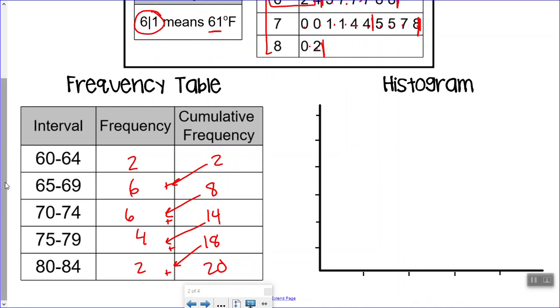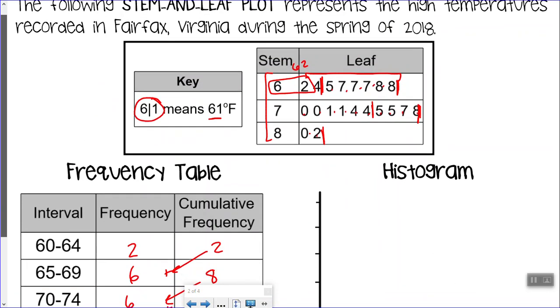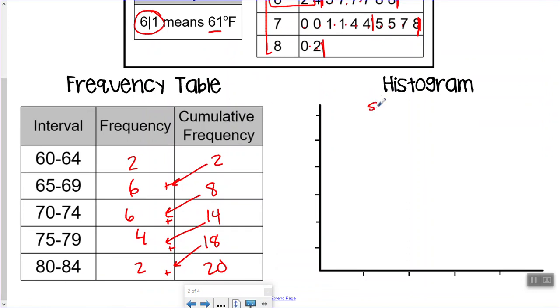Now I'm going to make my histogram. The first thing I need is my title. So this was high temperatures during the spring of 2018. So I'm going to call this Spring 2018 High Temps.